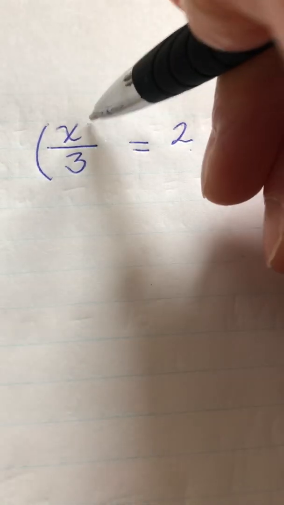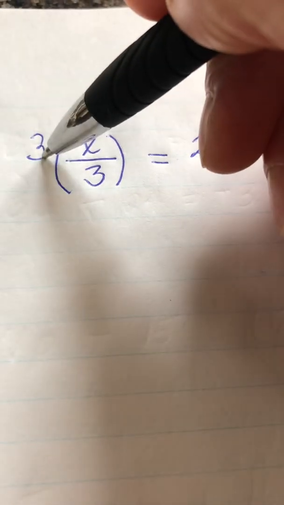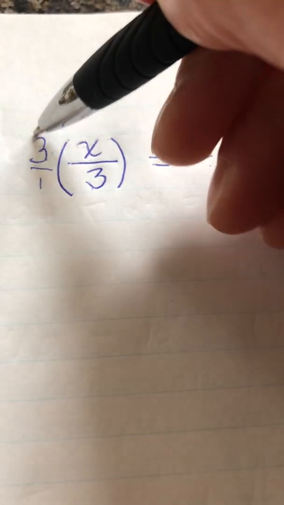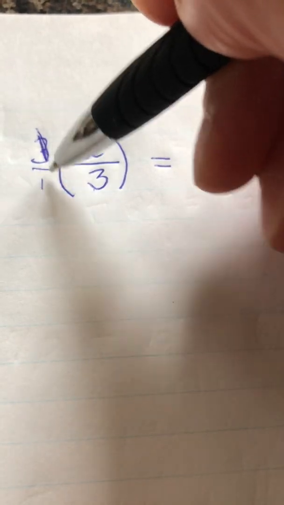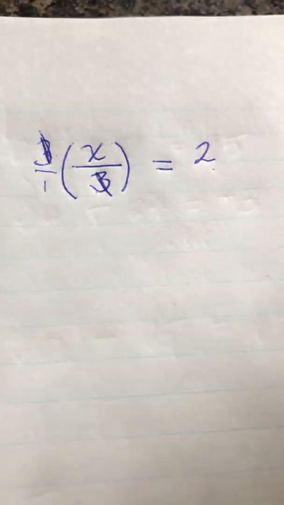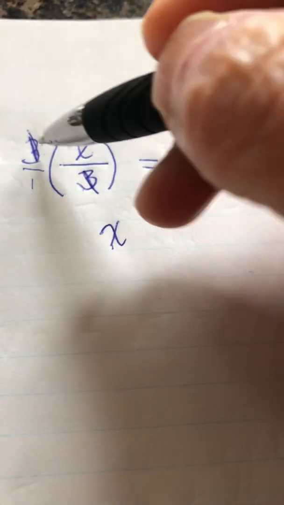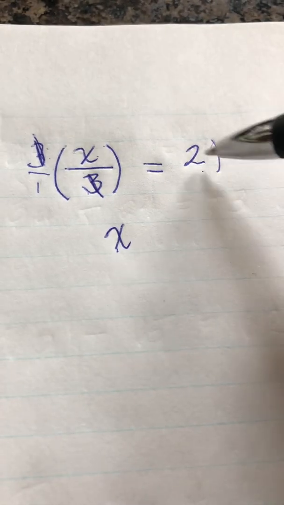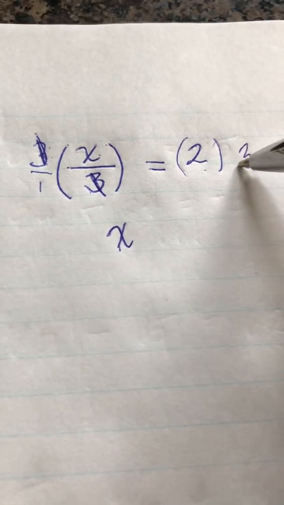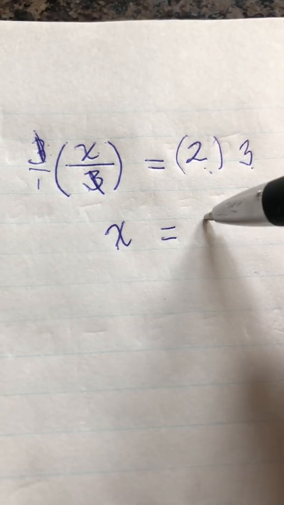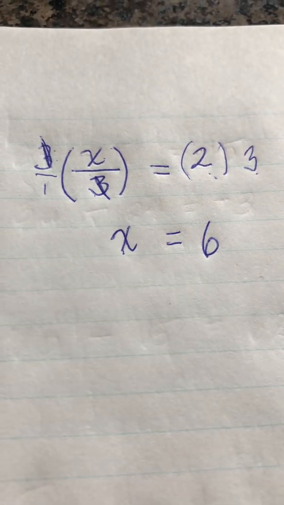multiply this side here by the number 3, then the 3 is like it's over 1. So they actually cancel each other out, because it's like saying 3 divided by 3. So they cancel each other out and become 1. And so now the x is all by itself. But because I multiplied it on this side, I need to multiply it on this side. And so that means that x is 2 times 3, which is 6.